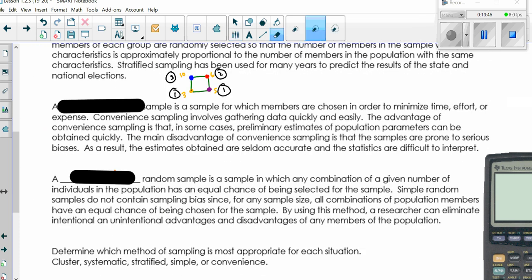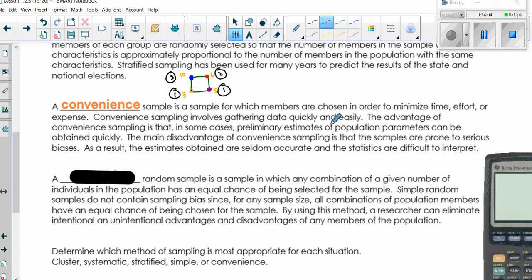All right. Next sample is a convenience sample, in which members are chosen in order to minimize time, effort, or expense. Convenience sampling involves gathering data quickly and easily. The advantage of convenience sampling is that in some cases, preliminary estimates of population parameters can be obtained quickly. So that's the idea of convenience. It's literally just whatever's convenient. It's not necessarily good, it's just quick and convenient.